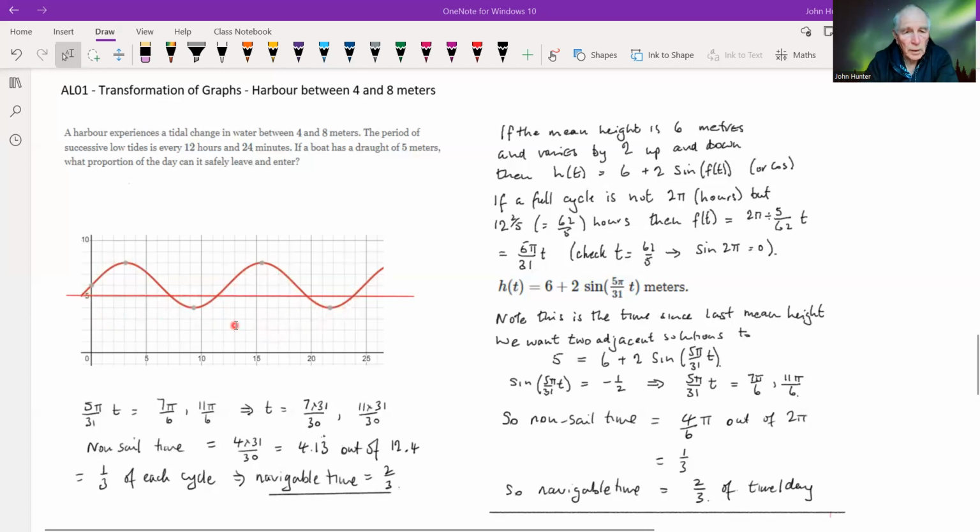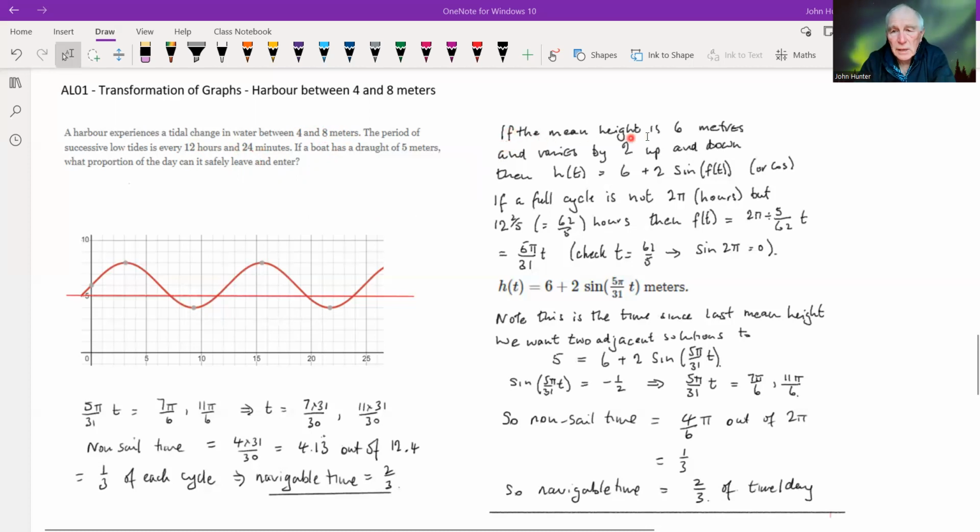Now we actually want to work out the equation for the height of the water. So we're going to start off with a basic sine curve, and then we're going to transform it to take account of the fact that obviously we've got some shifting going on here and some stretching. Okay, let's just have a look at this.